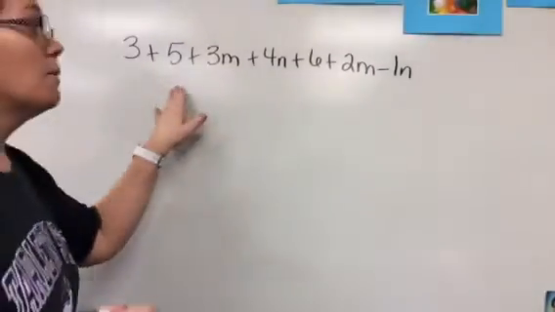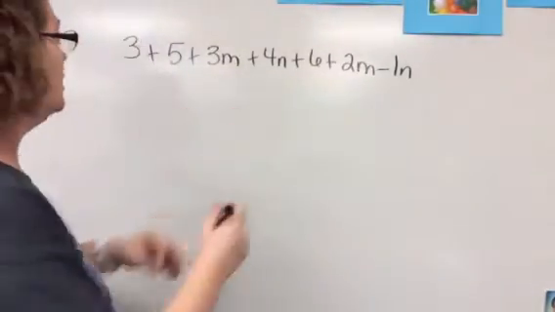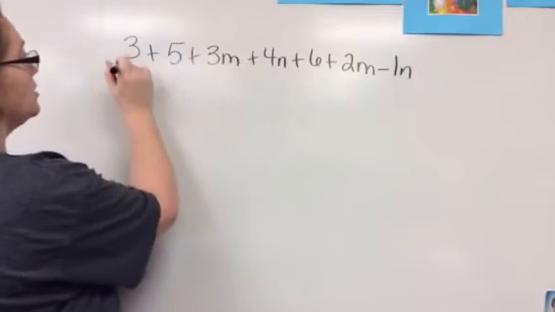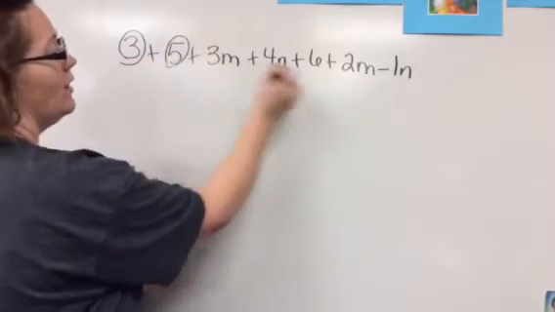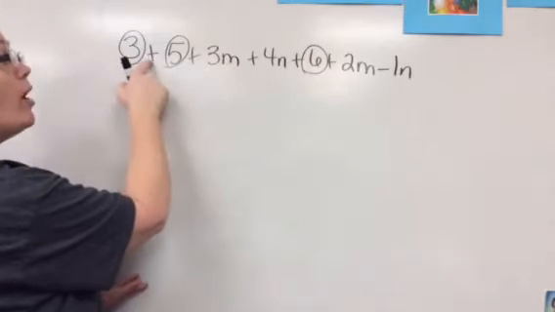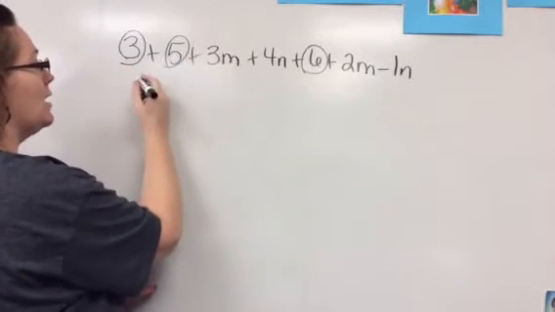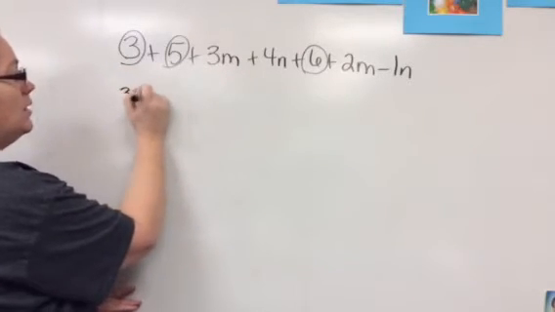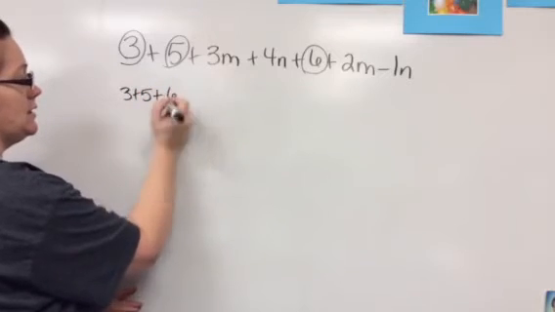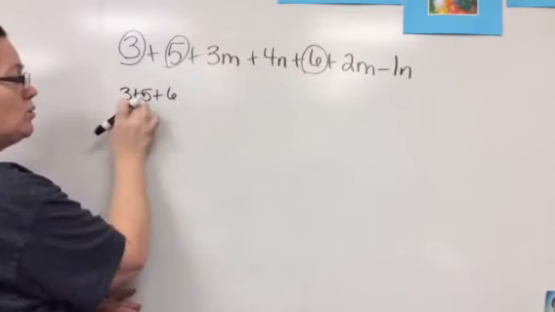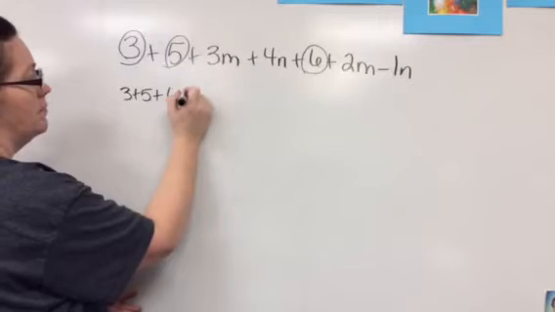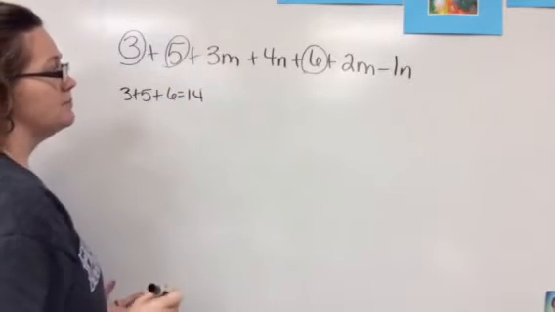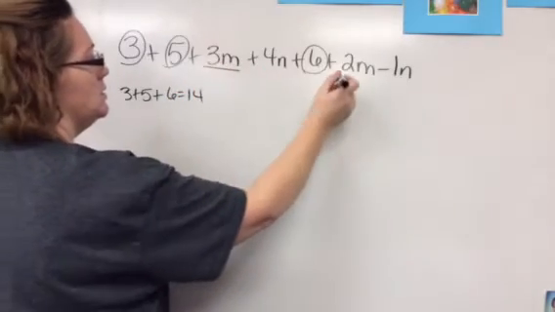Okay, so I'm going to combine everything that's alike. So I'm going to start with maybe my whole numbers. A 3 and a 5 and a 6. And they're all positives. They're all adding. So I'm going to add 3 plus 5 plus 6. So that's 11, 12, 13, 14. Okay? Now, I'm going to look at my m's.